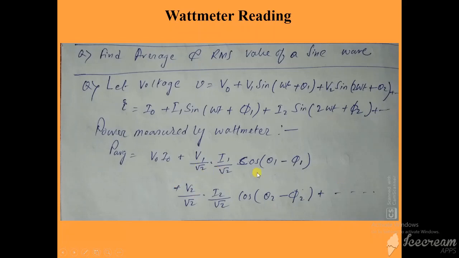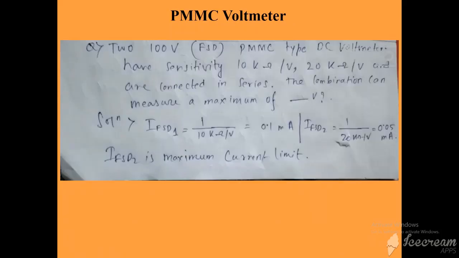This is valid only when these frequencies are different. If it has the same frequency, omega t, then you have to couple the similar frequency terms in the voltage first, and similarly, if you have similar frequency terms in the current, couple them first, then do the steps, right? So let's move on to our last problem.